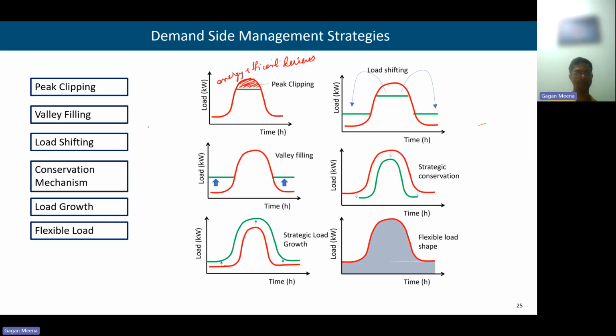That is load shifting. And then we have strategic load growth, load increasing in a particular fashion, because the entire area might be growing in the same way, so a similar load profile is there. So that can be done. The demand can be increased in such a way that it is similar to what is there in the existing way. A lot of planning is required in this case. Similarly, strategic conservation, this is possible by using energy efficient devices.